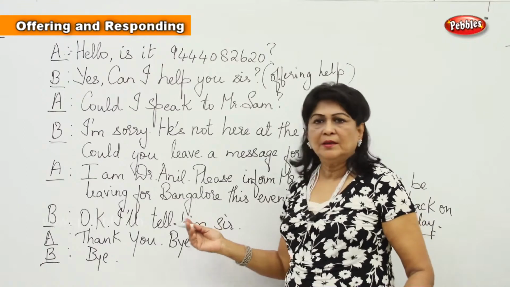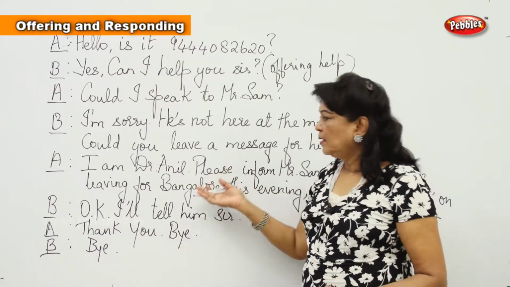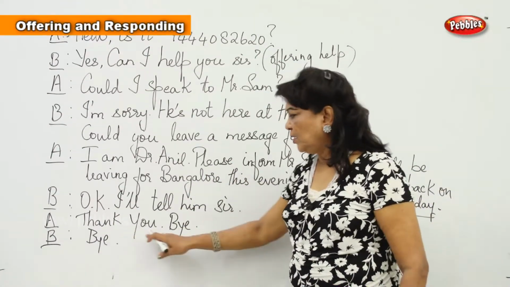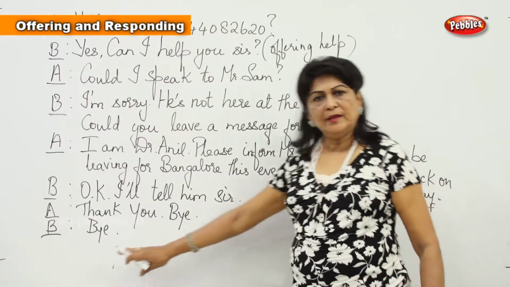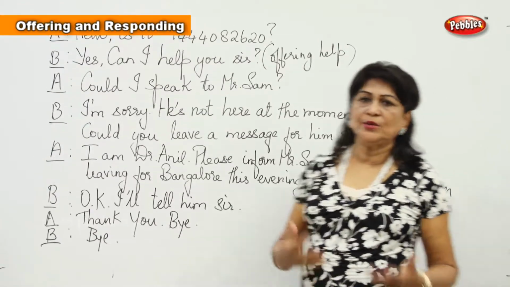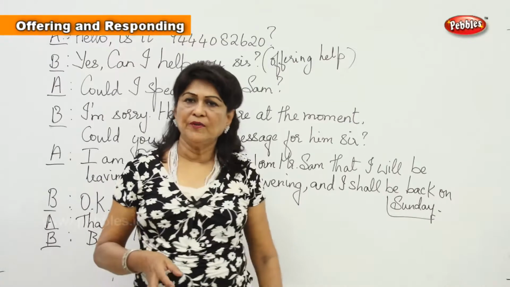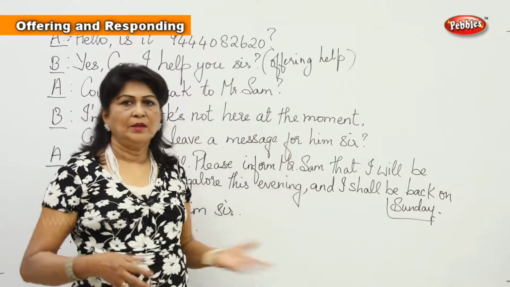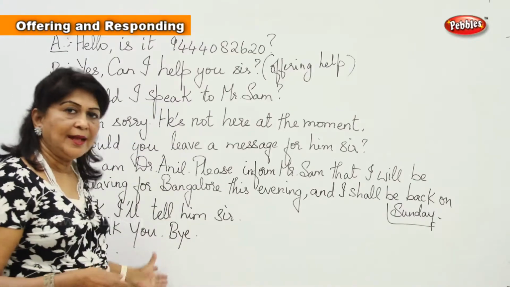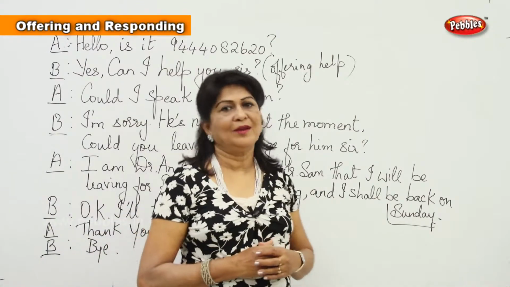So first he offered to help and he gives him some work. And how does A thank? "Thank you, bye." And B also says bye. So this is a telephonic conversation where somebody is asking another person to do a little bit of help, and this is how he offers and he accepts the offer and he thanks him for the offer, and they say bye and they put the phone down.